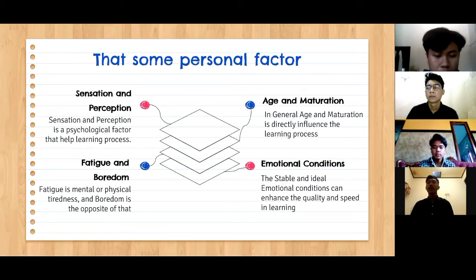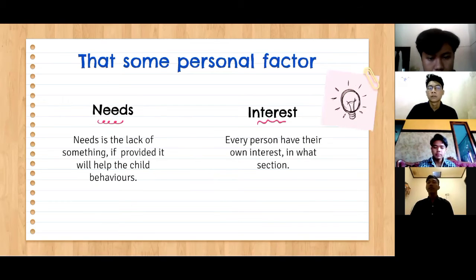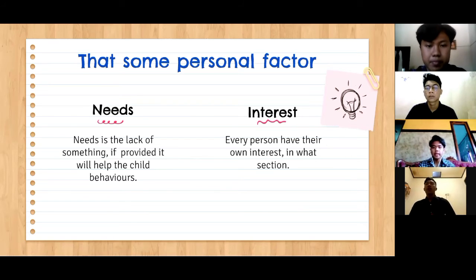Next, number 5 is needs. Need is the lack of something. If provided, it will help the child's behavior. In human beings, need is a long-term thing and they will find a way to fill their needs to get satisfied. When their need is filled, sooner or later that need will come up again in another form and energize the next activity to fill their needs. For example, if our need for the learning process is provided, it will make a person want to study. For example, nowadays we study online. We are learning online and we need facilities to do the learning process, for example a laptop or maybe a smartphone. If it is not filled, the learning process will be affected for that person and make the person feel bored to study.